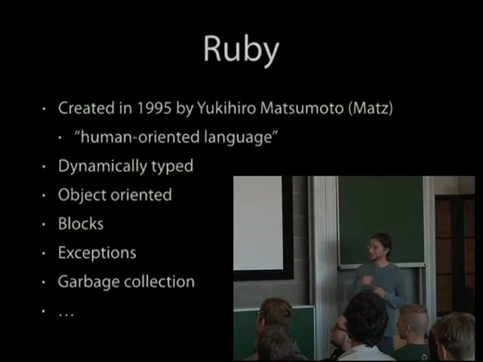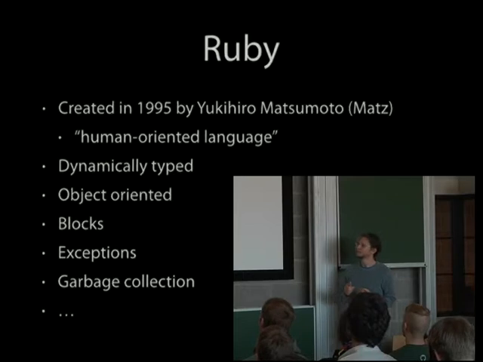It has blocks. Blocks are basically pieces of code that are reusable as objects. So you can take a piece of code and create an object around it and then pass it to a method. So it's similar to closures or lambdas in other languages. It has exceptions, so you can raise exceptions, you can unwind the stack, you can catch exceptions. And it has garbage collection, and a lot more things. But this language, Ruby, makes it actually very hard to compile statically if you really want to be efficient.